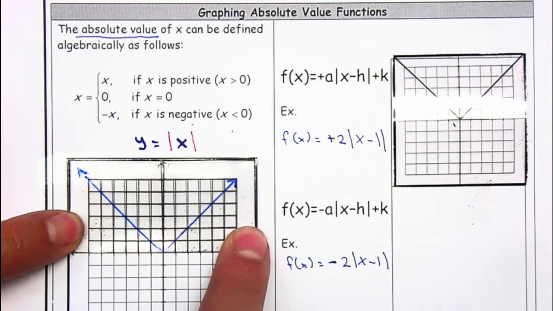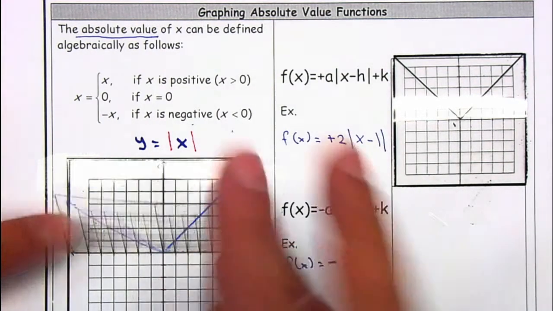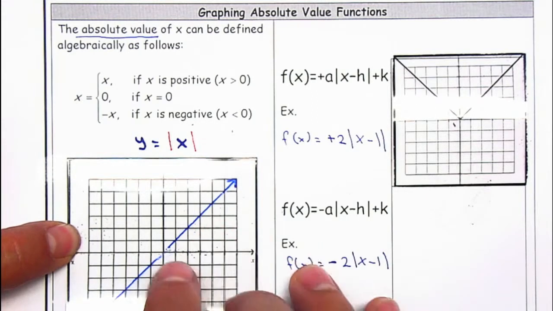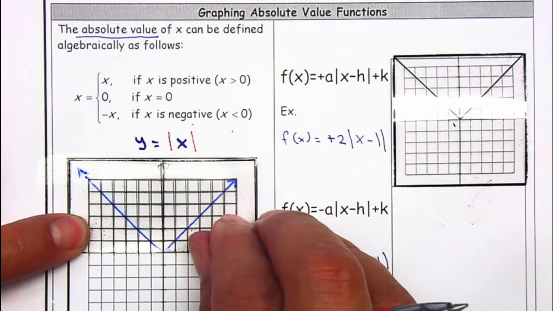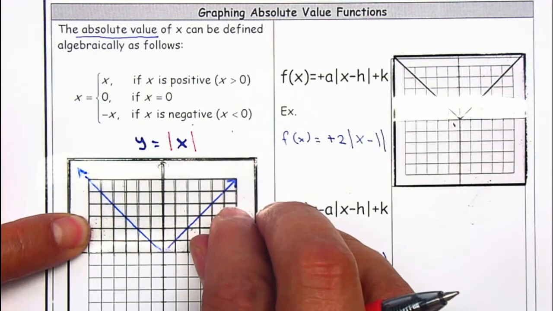So this is the graph of an absolute value function. If you notice, it creates a V. All the positive values remain positive, 0 remains 0, but all the negative values become the opposite, which will be positive as well.